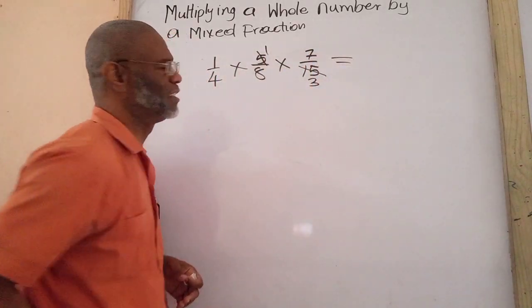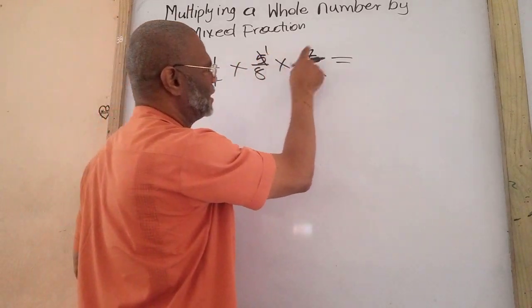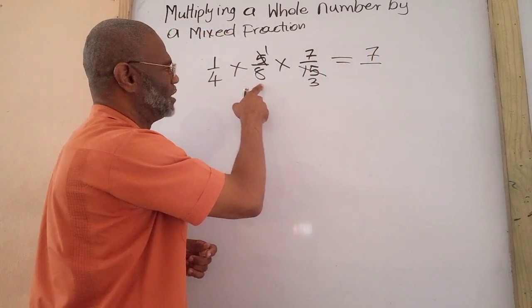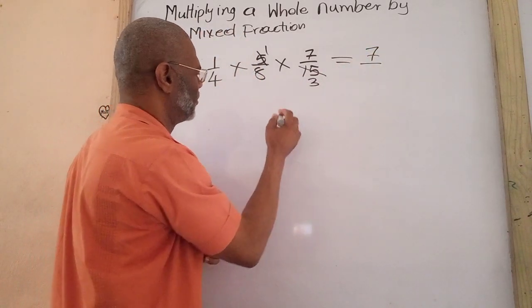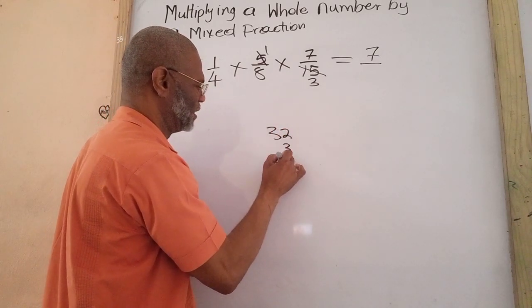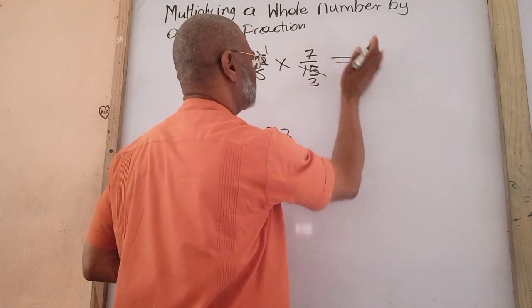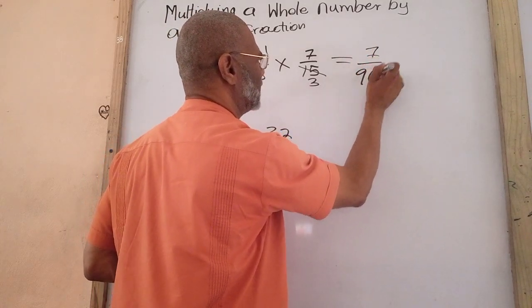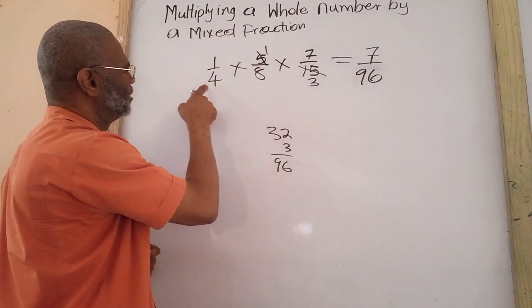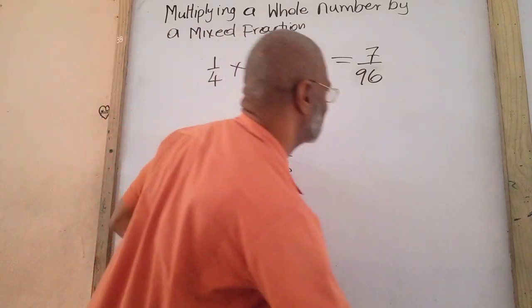So now we can go ahead and do our multiplication across. We'll multiply the numerators. So 1 times 1 is 1, 1 times 7 is 7. Then the denominators: 4 times 8 is 32. 32 times 3, let's do that. 2 times 3 is 6, 3 times 3 is 9. So that's 7 over 96. Alright? So 4 times 8 is 32, and 32 times 3 is 96.